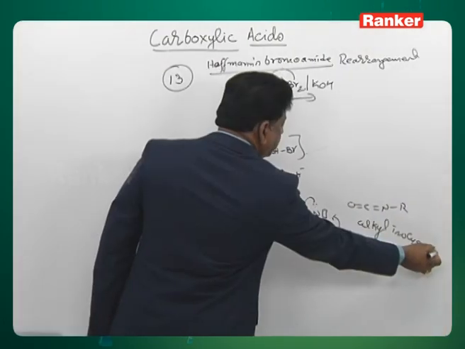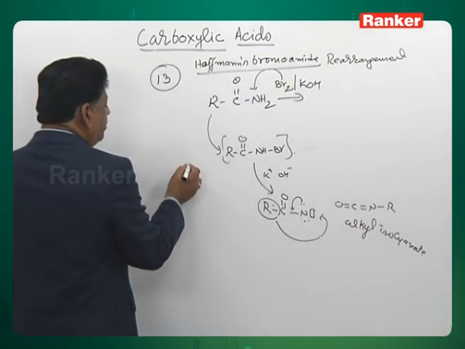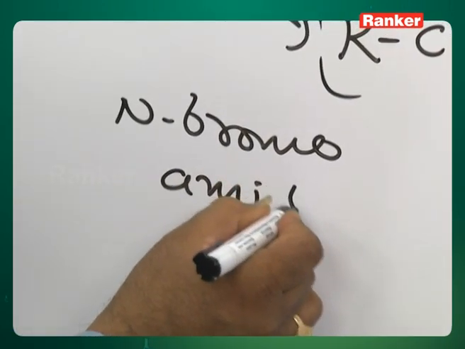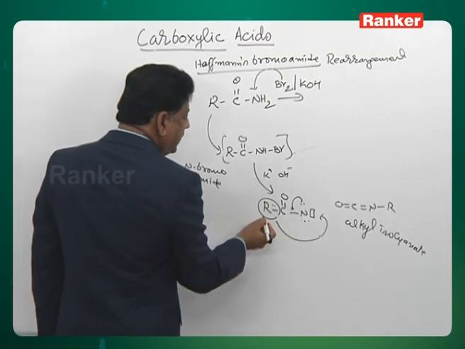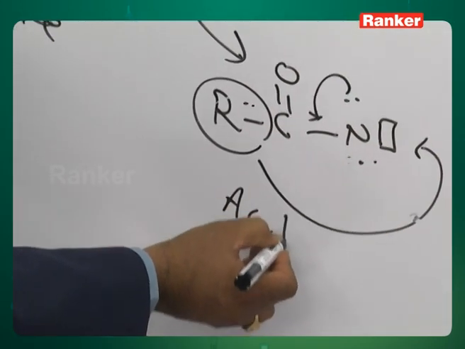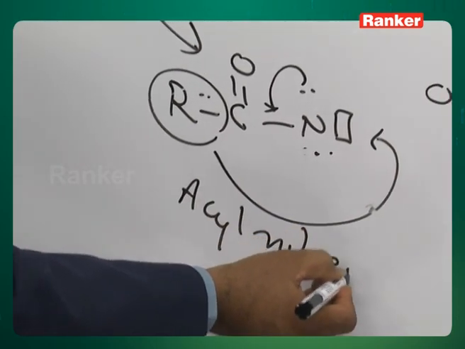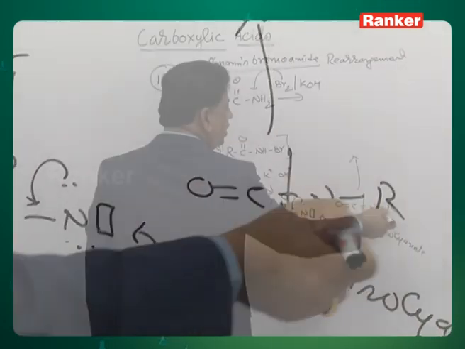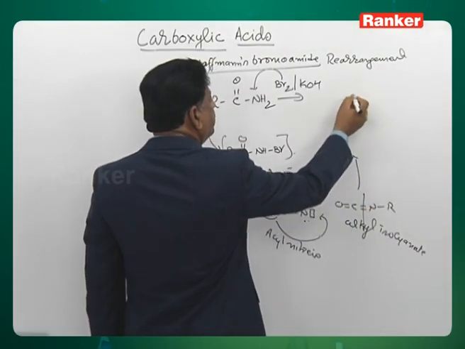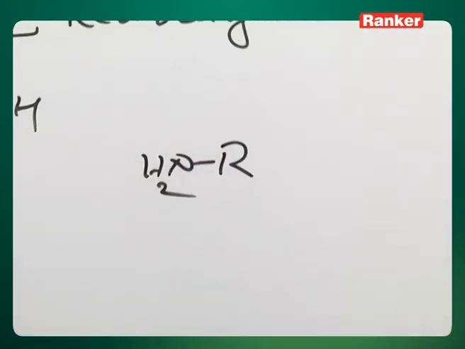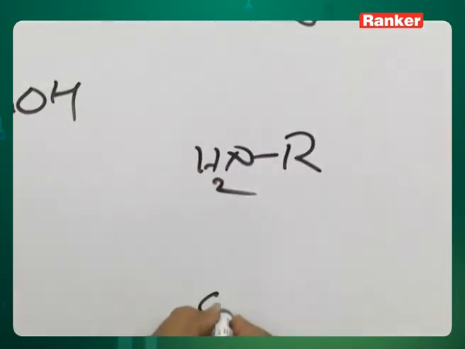So what are the 3 intermediates? One is the N-bromoamide, the first intermediate. The second intermediate is the acyl nitrene. And the third, the isocyanate, undergoes hydrolysis to break up here. One part becomes RNH2, and the other compound is the potassium salt of carbonic acid.